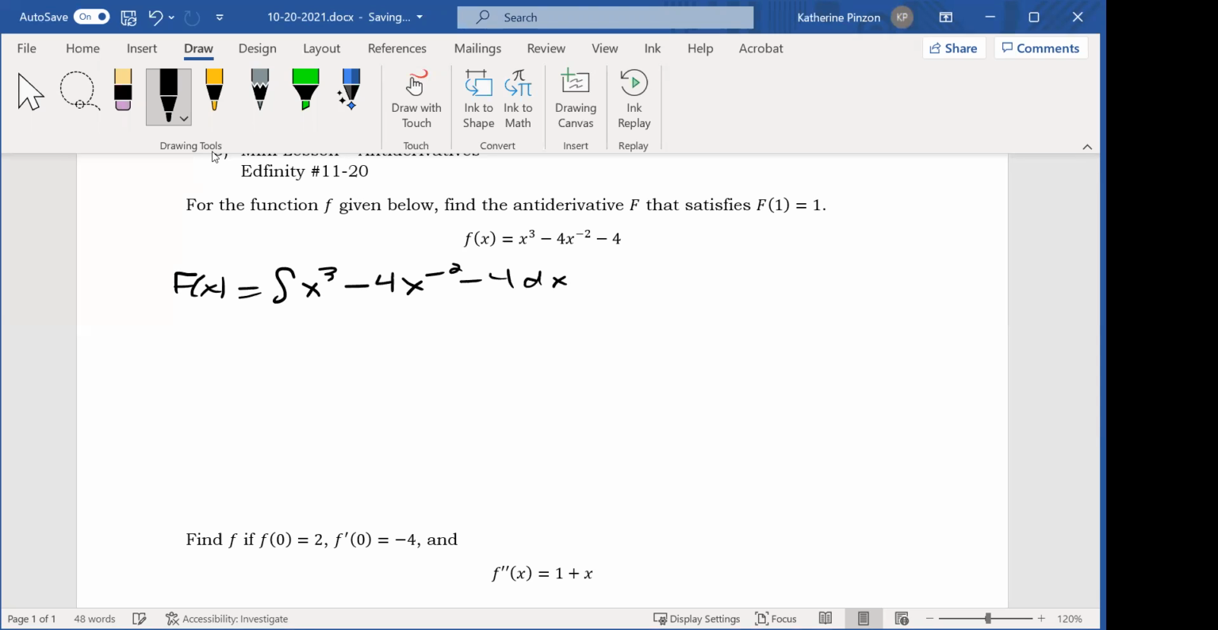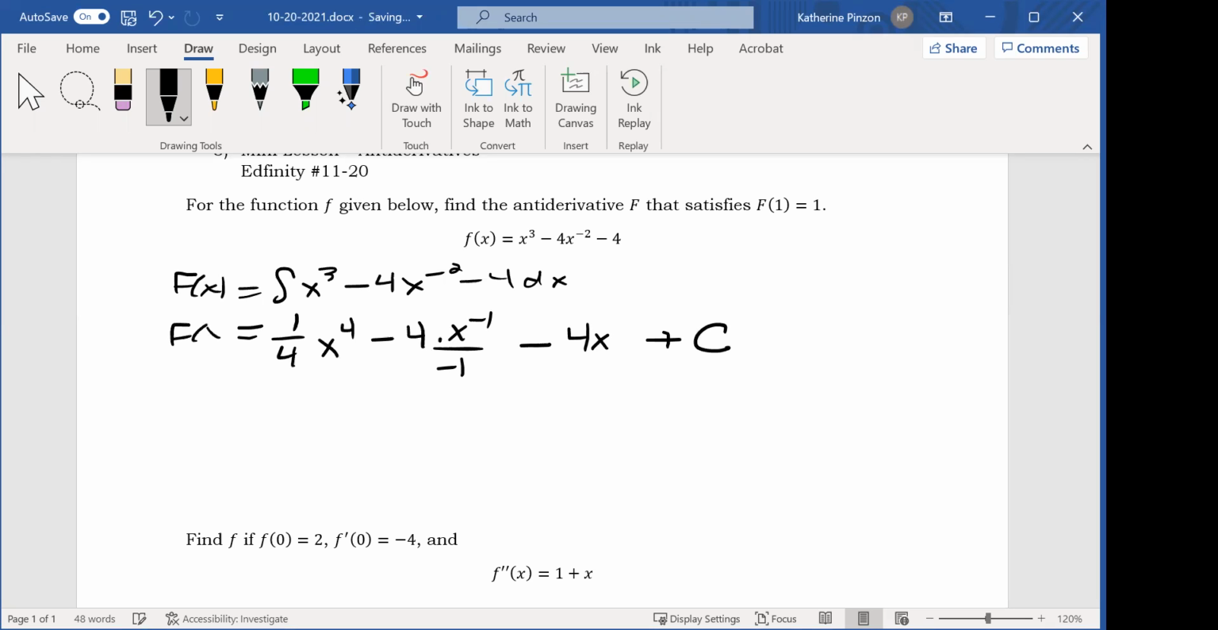So I'm going to use the rules just as I did before. The antiderivative of x cubed is 1/4 x to the 4th. Add 1 to the power, divide by the new power. 1/4 x to the 4th minus 4 times. The antiderivative of x to the negative 2 is? Add 1 to the power is negative 1, divide by the new power. So x to the negative 1 divided by negative 1 minus the antiderivative of 4 is 4x, perfect, plus c.